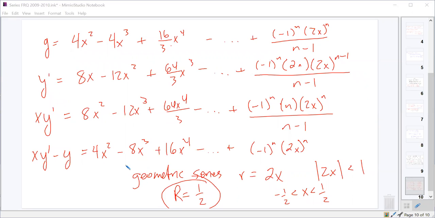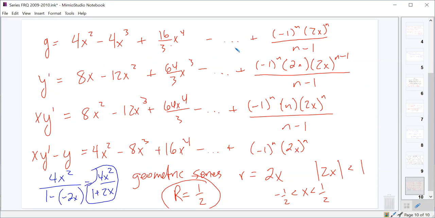So this is first term a over 1 minus our common ratio. And our common ratio is negative 2x. So yeah, 4x squared over 1 plus 2x. So we should show that. Good or no? And that was worth 4 points. I think they gave you a point for having each of these series along the way, y prime minus y, and then another point for getting 4x squared over 1 plus 2x with the radius of convergence of 1/2.